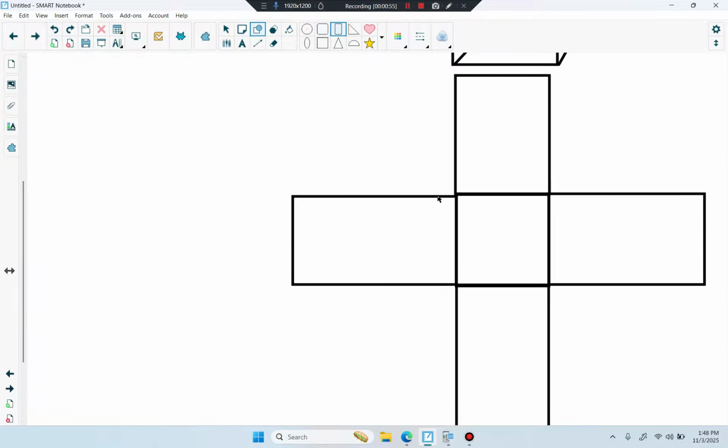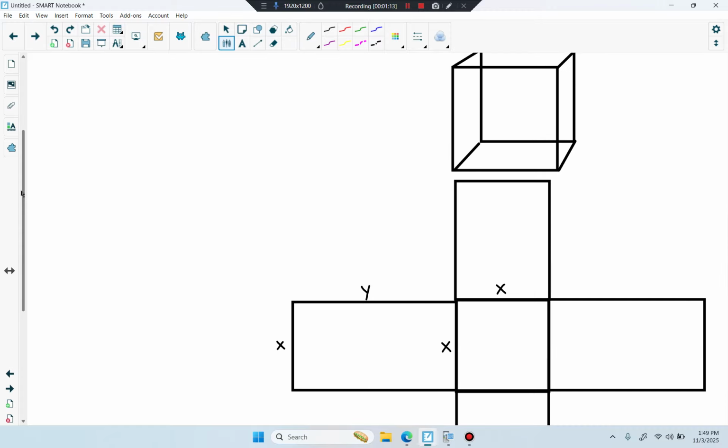Okay, so I only have two measurements here. This measurement here we'll call x, so this is x by x because it's a square base. So this distance is x. The only other distance is the height of the box, so we can call that y.